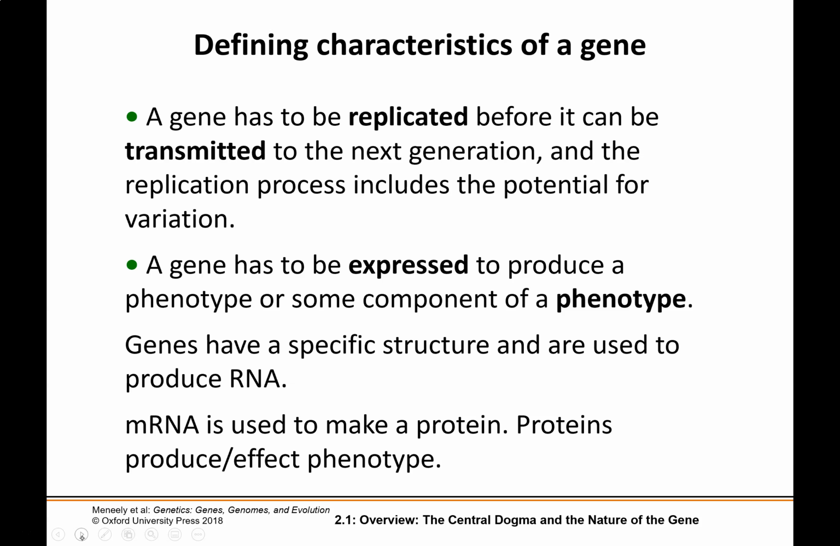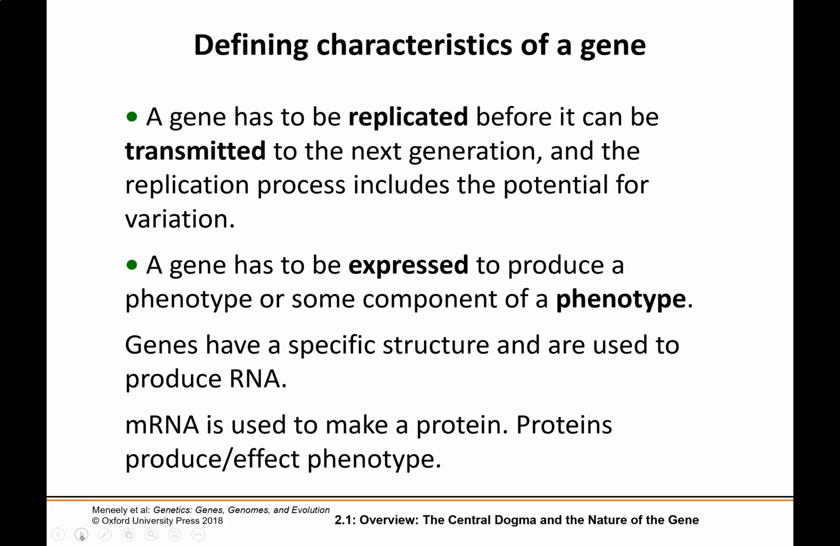I should have probably reviewed the defining characteristics of a gene in chapter 12, but quite honestly, I forgot that I wanted to do that. So just as a quick review, a gene must be replicated before it can be transmitted to the next generation. This means that the genetic information in an organism has to be copied in order for it to be passed on. And as part of that replication process, there's a potential for variation. So changes happen during DNA replication that lead to variation within an organism.